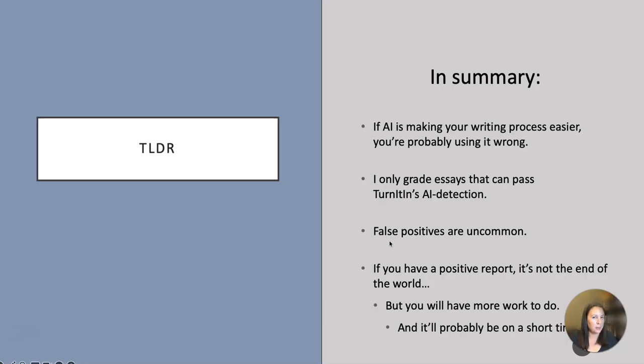Okay, so ultimately though, if you do have a positive AI report, it's not the end of the world, but you will have more work to do and it'll probably be on a short timeline. All right, so remember, as long as it's not one of those egregious cases, you don't need to worry about it going directly to the behavioral intervention team or the dean's office. I will work with you to try and get a resolution, right? Try and make sure that you are able to write an essay that does pass the AI detection. And so that'll probably mean troubleshooting and a deeper look into your writing process, but that is really done with the goal of helping you be able to write without those sorts of tools, which I think is very important.